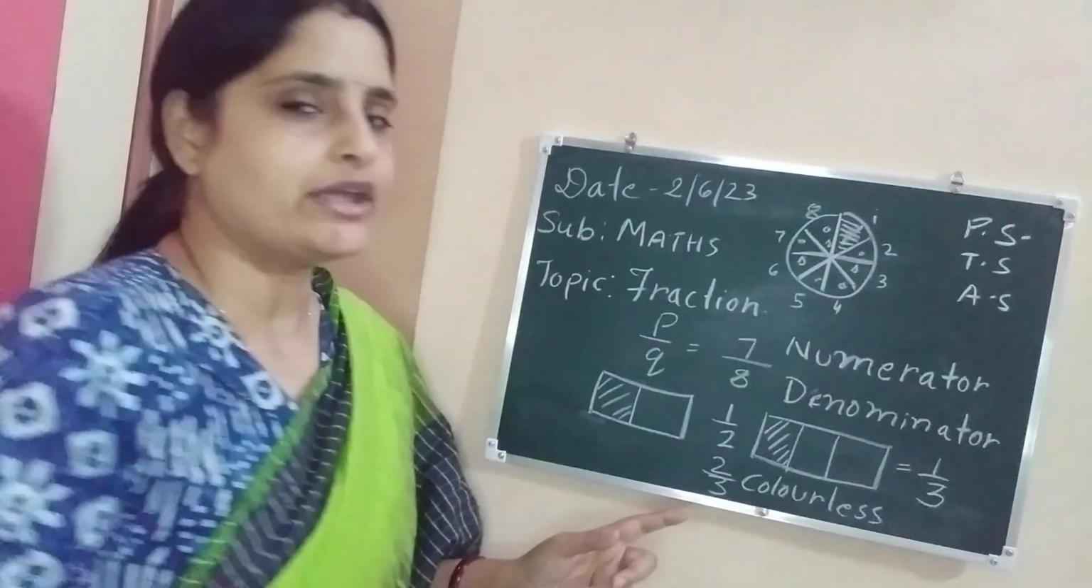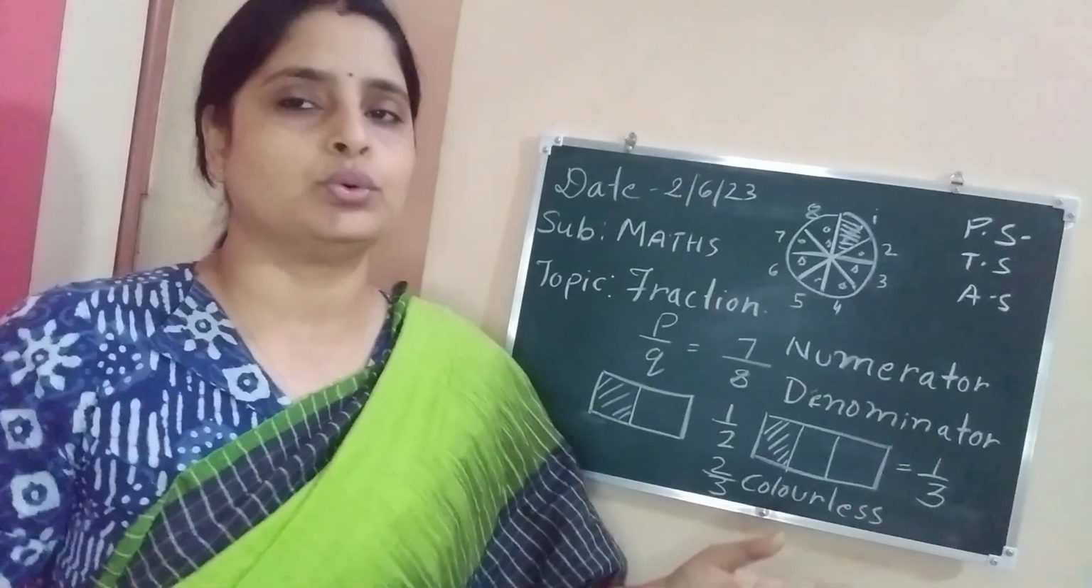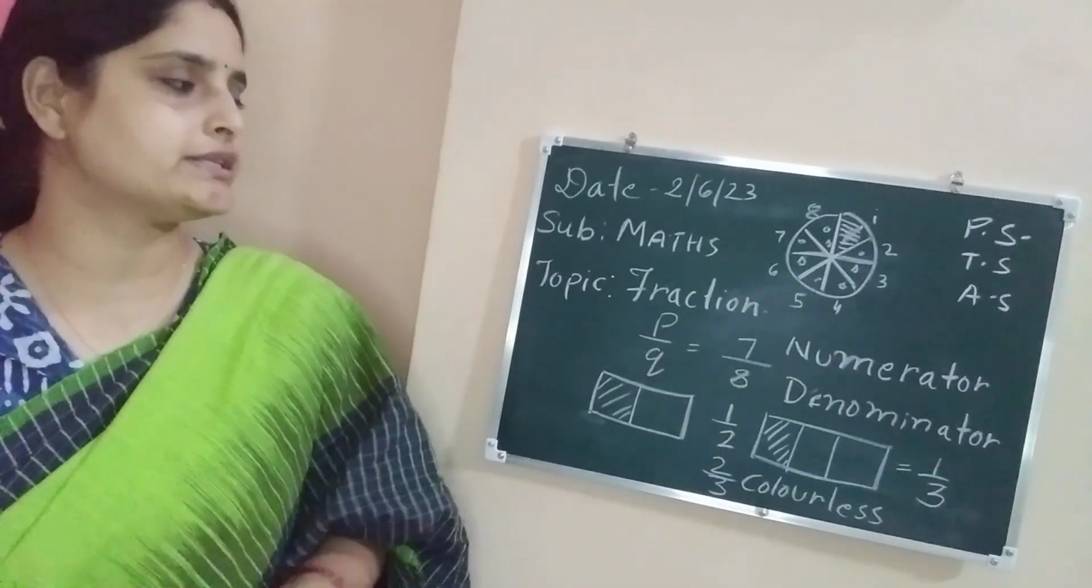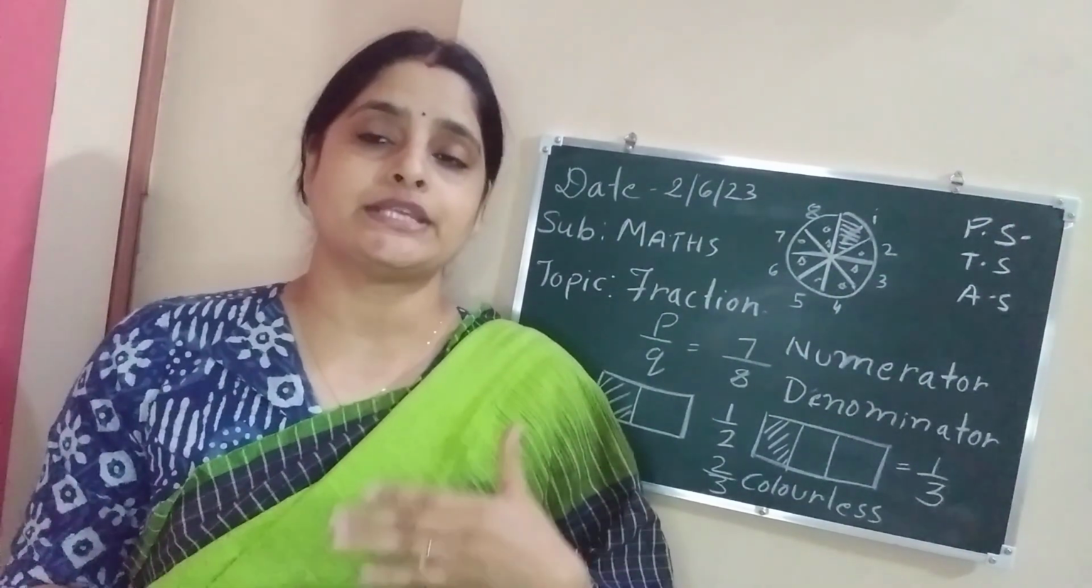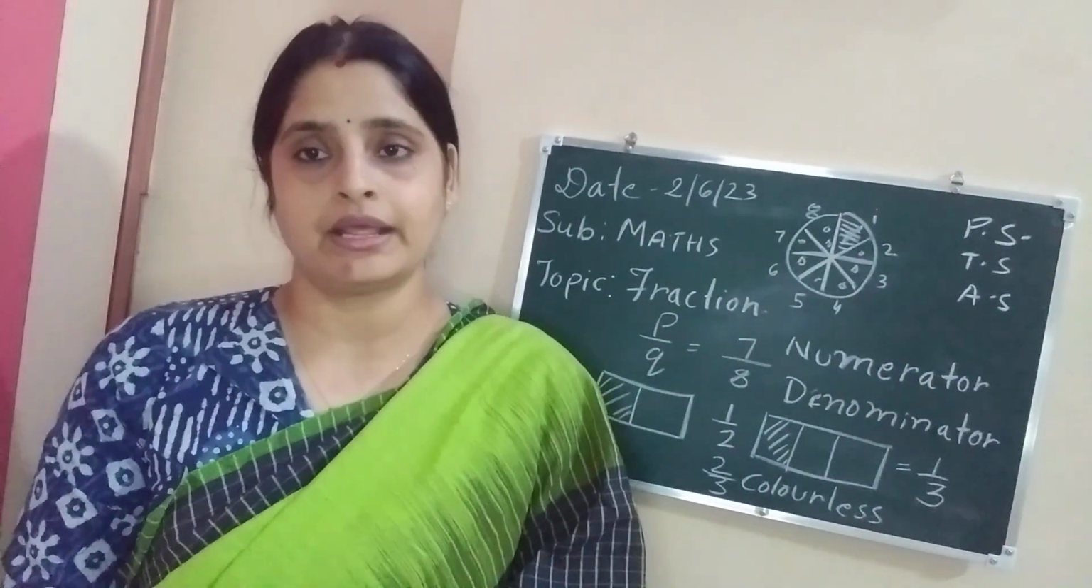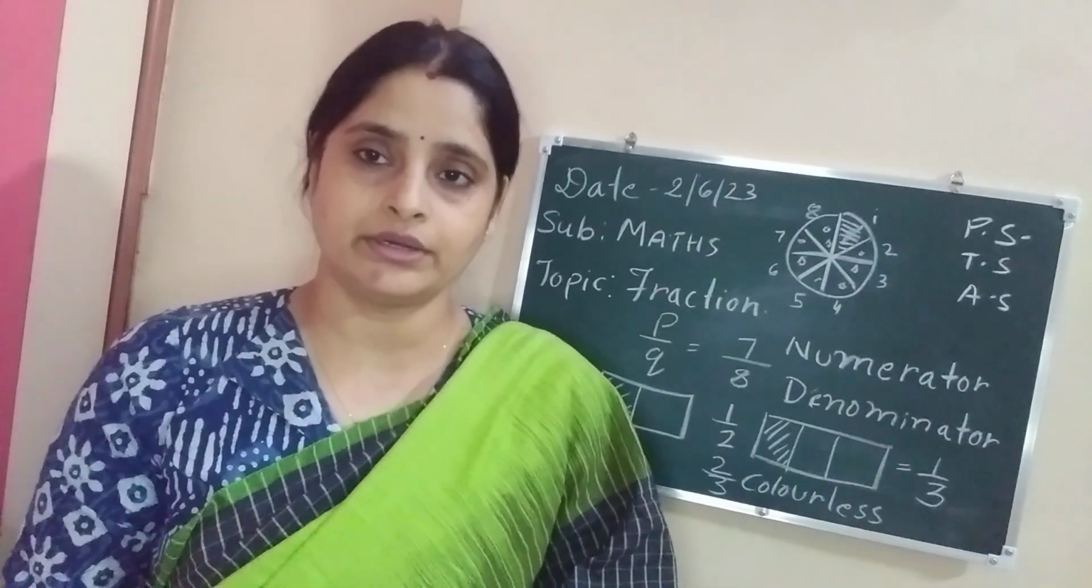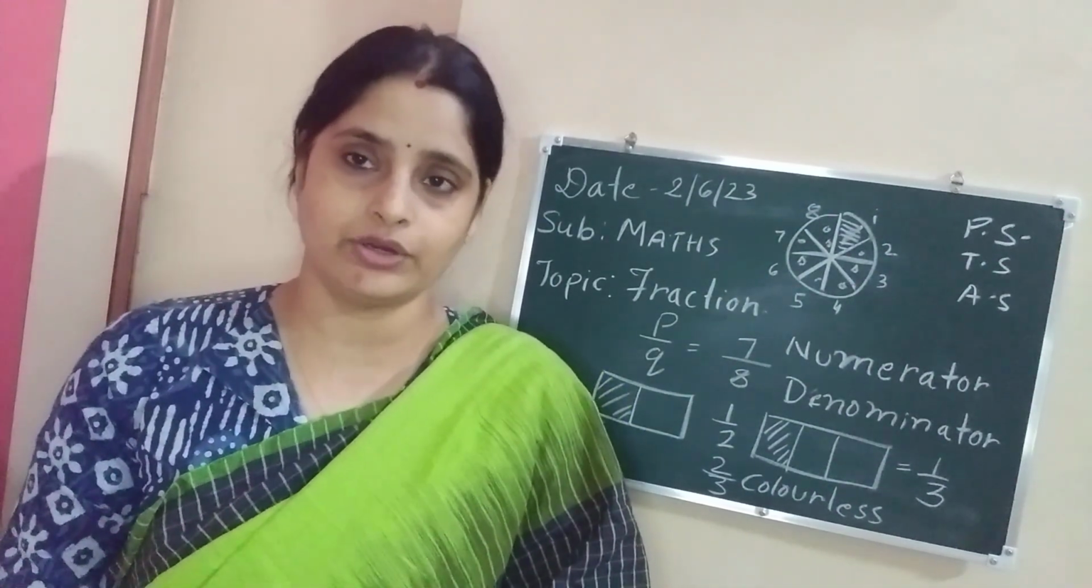Colorless. So I hope, my dear students, you know what the numerator is and what the denominator is, right? The number which is above the line is called the numerator, and the number which is below the dividing line is called the denominator.